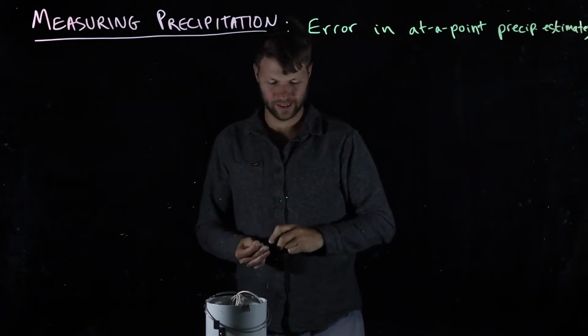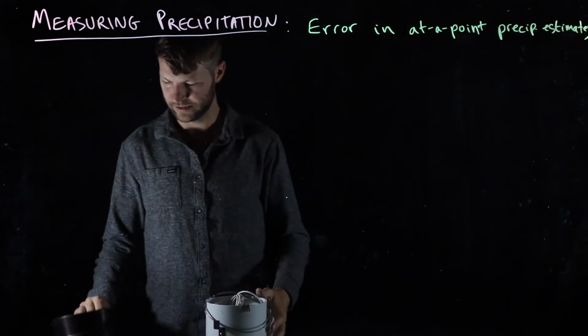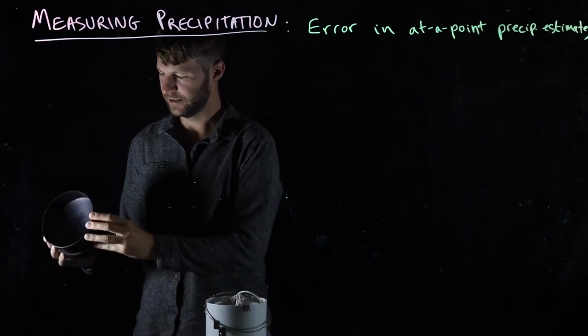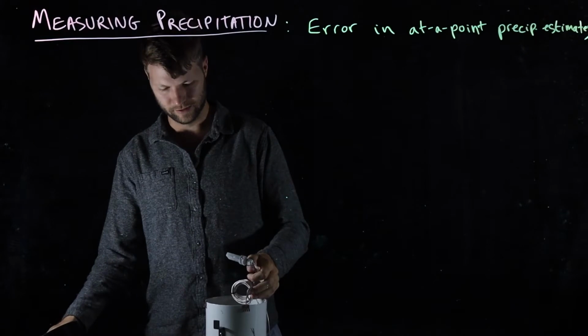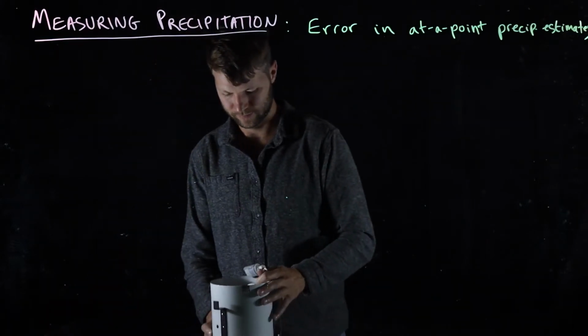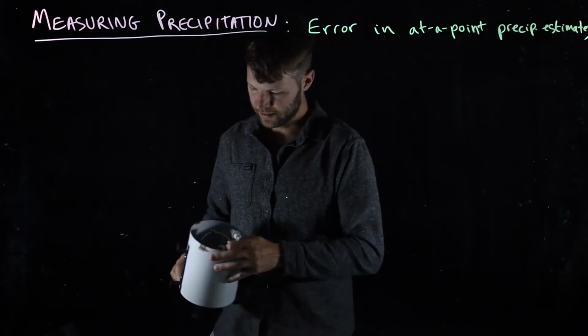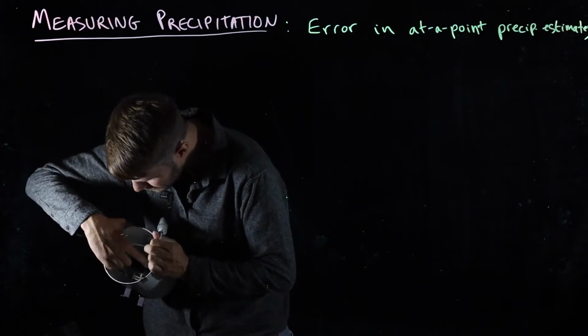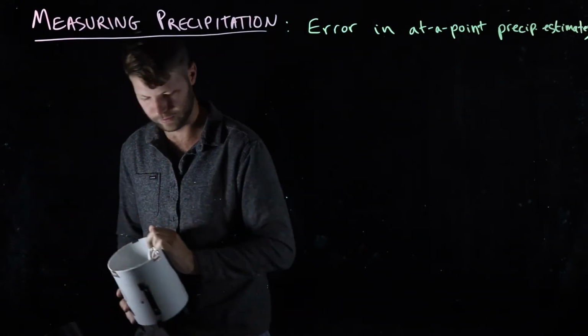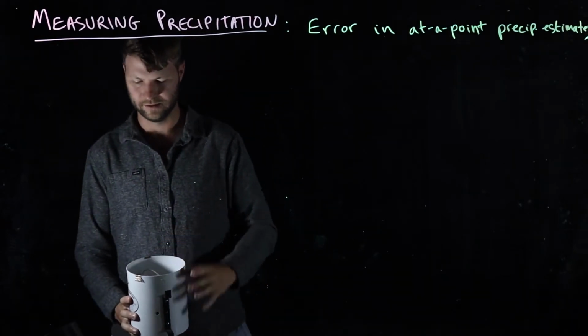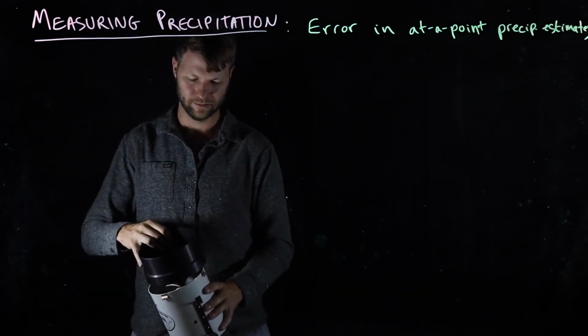Let's consider our standard rain gauge here. This is a standard tipping bucket gauge. This is the funnel that goes on top. This is a little data logger. And inside here is the little tipping bucket that goes back and forth and records rain as it comes in.